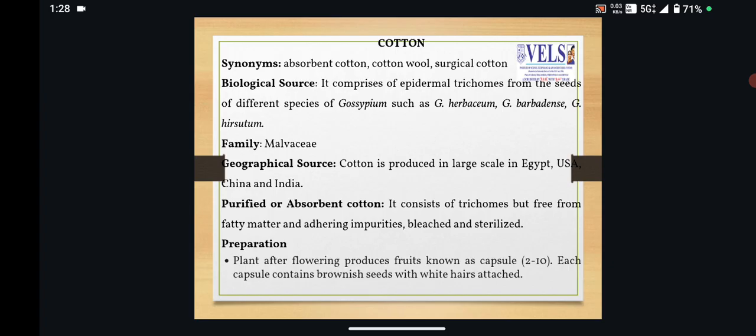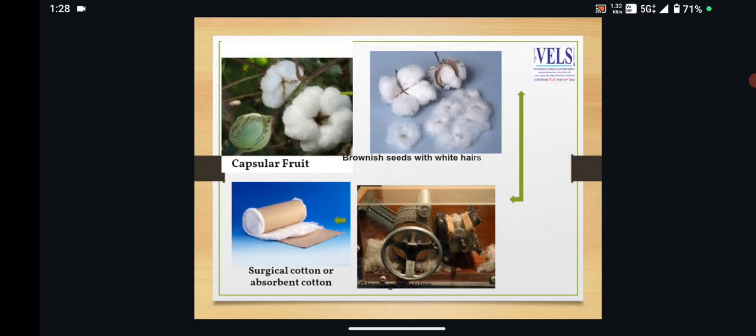That is, the cuticle contains fatty substance. In absorbent cotton, the fatty substance is completely removed by alkali treatment, so that it is able to absorb. Impurities are removed, and after that it is bleached and sterilized. Preparation.